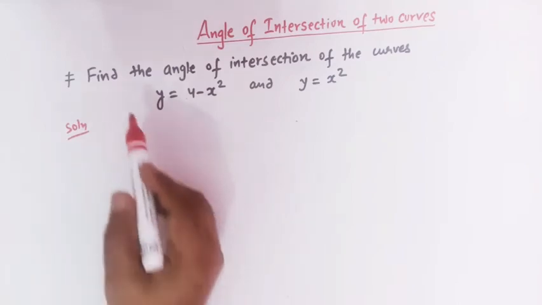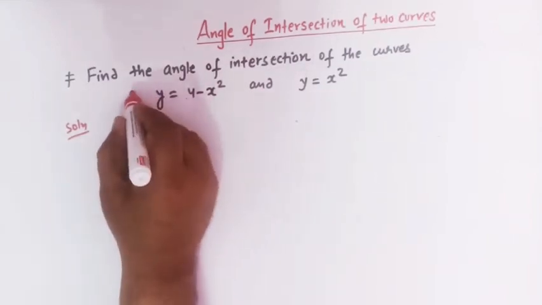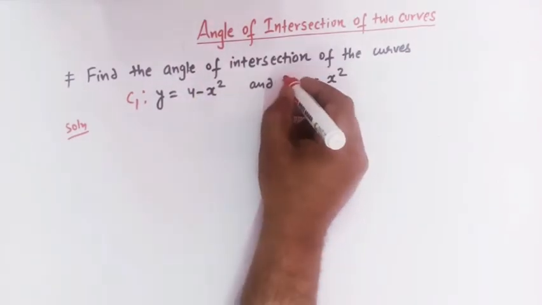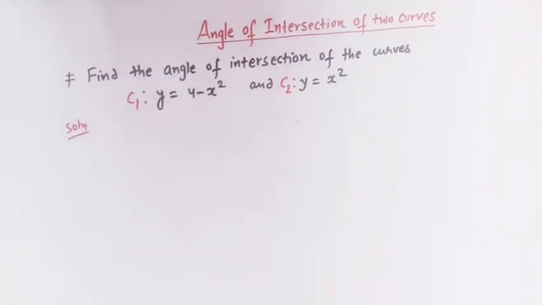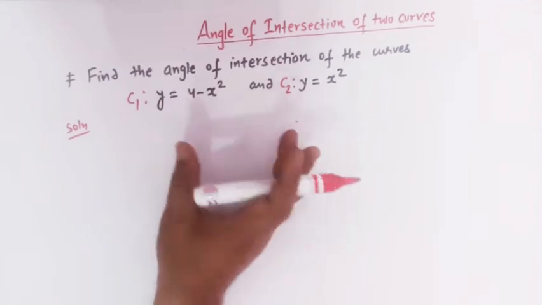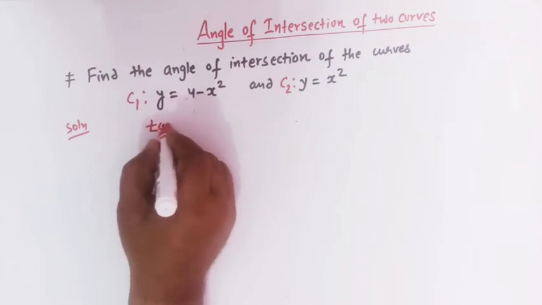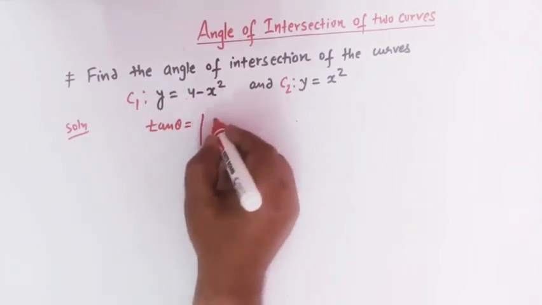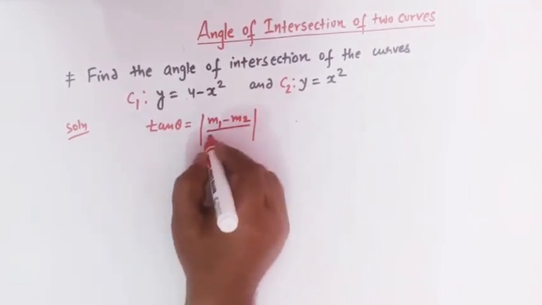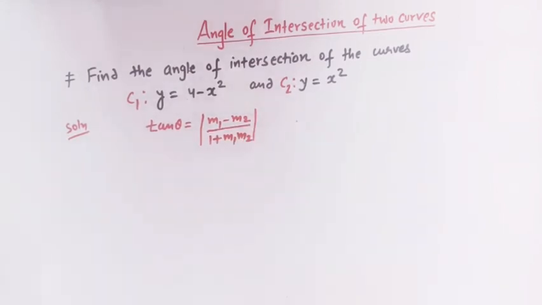Now let us take this problem. Here we have to find the angle of intersection of the curves. The first curve C1 is y is equal to 4 minus x square, and the second curve is y is equal to x square. Now to find the angle of intersection of these two curves, we'll make use of this formula, that is tan theta is equal to the absolute value of m1 minus m2 divided by 1 plus m1 m2. So this is the angle between two lines.